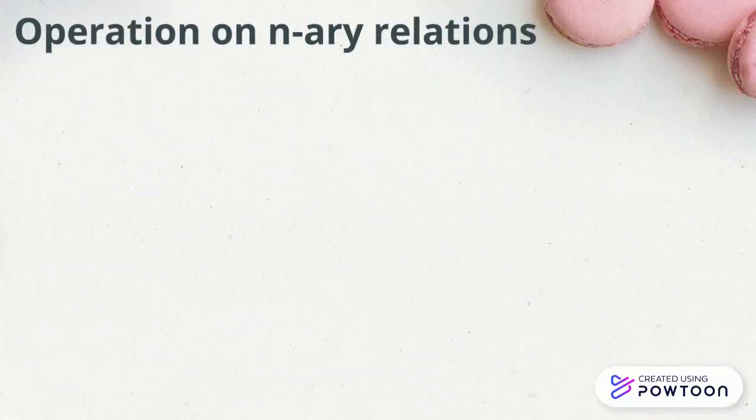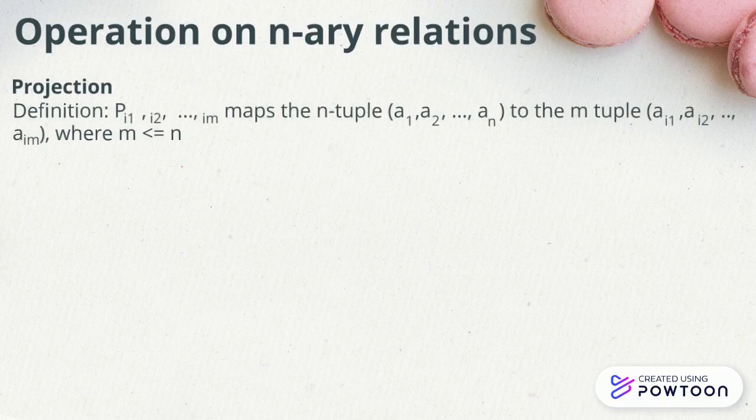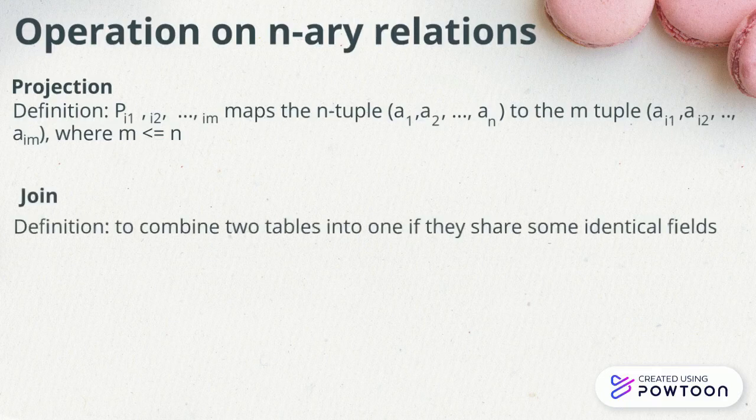Operations on an n-ary relation. First one is projection. P i1, i2, ..., im maps the n-tuple (A1, A2, ..., An) to the m-tuple (Ai1, Ai2, ..., Aim), where m is less than or equal to n. Second one is join, which combines two tables into one if they share some identical fields.